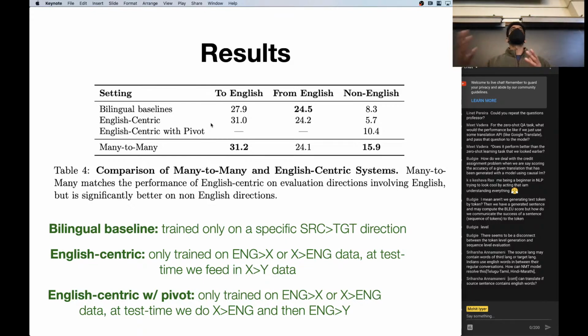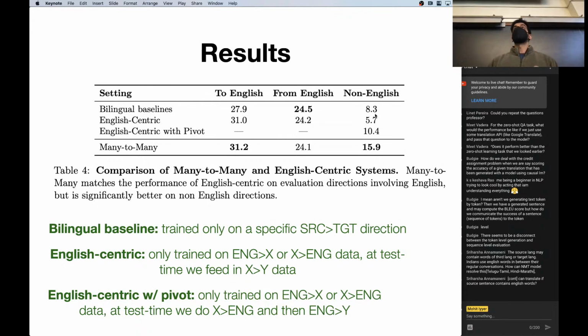So in the English-centric way, we have the mismatch again at train and test time. From English, the bilingual baseline is actually a little bit better here. So if we have English to X, then this many-to-many translation system doesn't seem to be helping. But the real gains are observed in non-English. So neither side is English. In this case, we get huge gains from the many-to-many translation model.